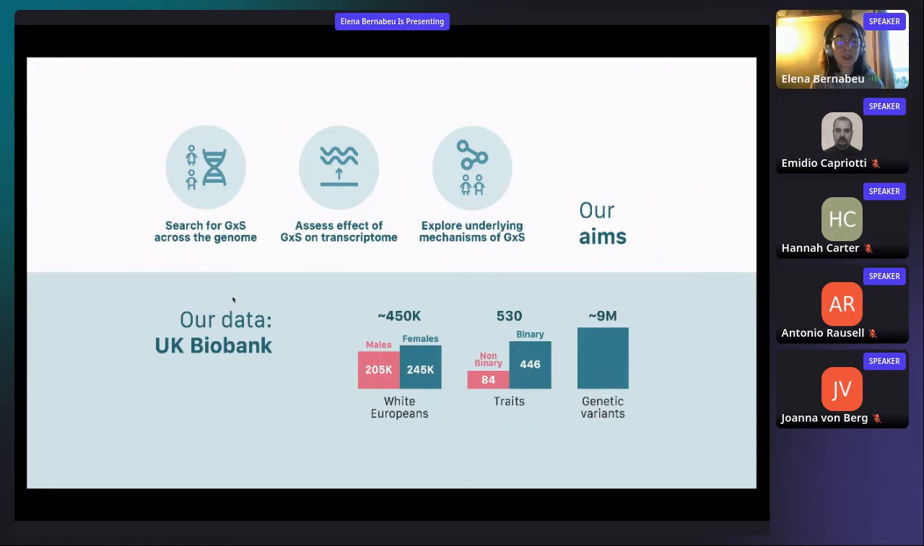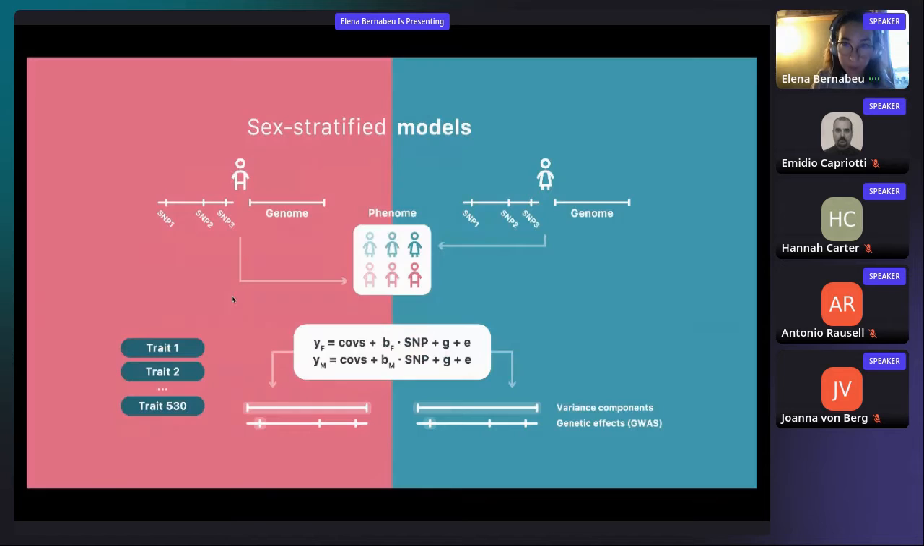So to do this, our main data source was UK Biobank, which consists of around 500,000 white European individuals. After quality control, we ended up with 530 traits, which were both binary and non-binary. Binary traits consist of disease traits mostly, so whether or not you have had a particular disease, whether or not you have had diabetes, and so on and so forth. After quality control, we also ended up with around 9 million genetic variants in our analysis. So this is a pretty big amount of data that we were then able to exploit to our advantage to analyze gene by sex across both the genome and the phenome.